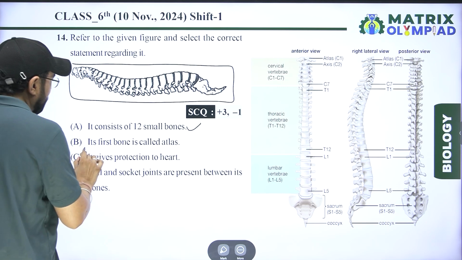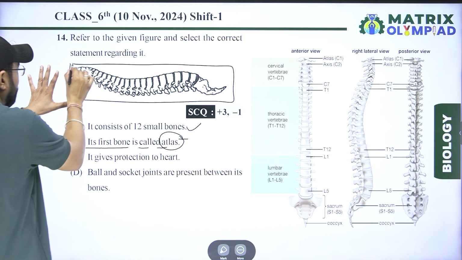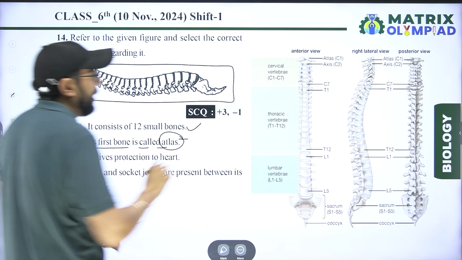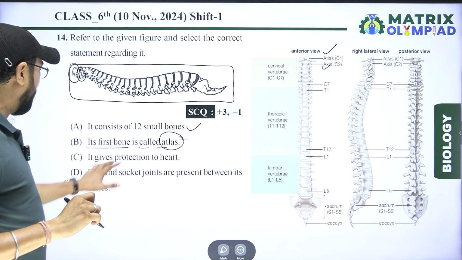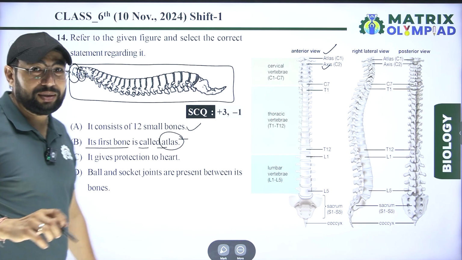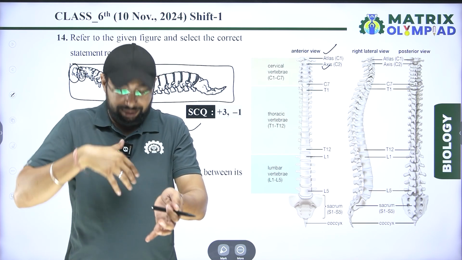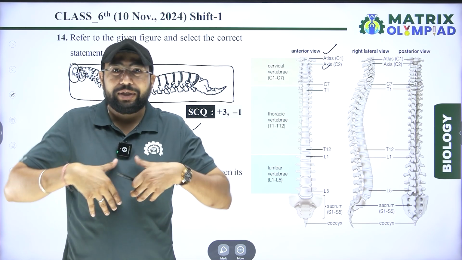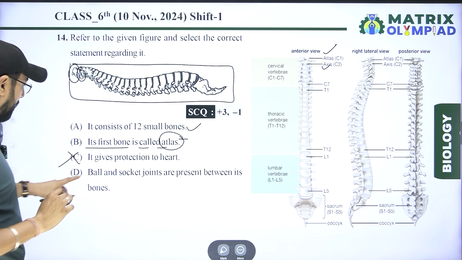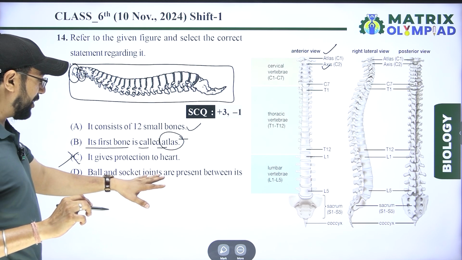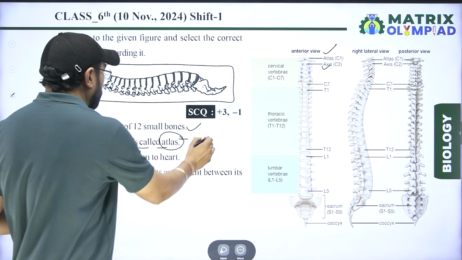Next, its first bone is called atlas. That is right. Atlas is the first bone and axis is the second. Next, it gives protection to the heart. The heart is present between the vertebral column and the chest, so the rib cage protects the heart. So that is wrong. Ball and socket joints are present between the bones. Wrong. So the right answer is option B.